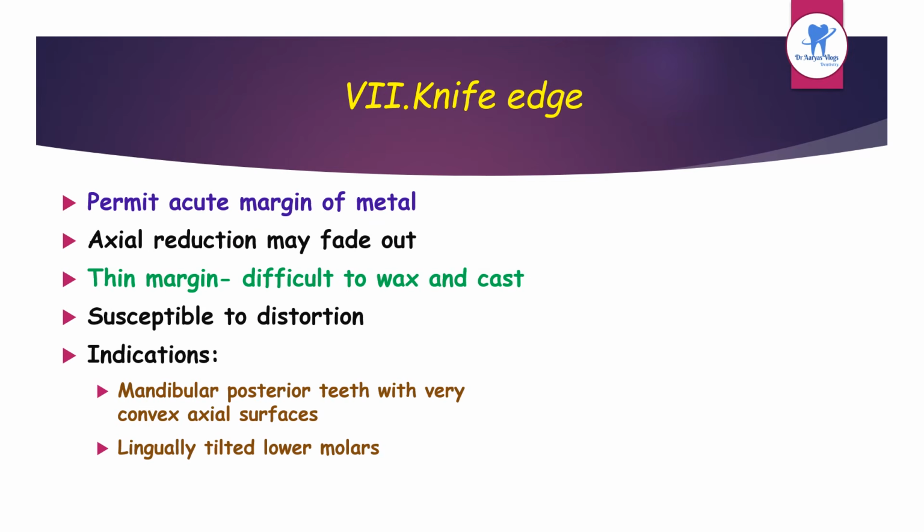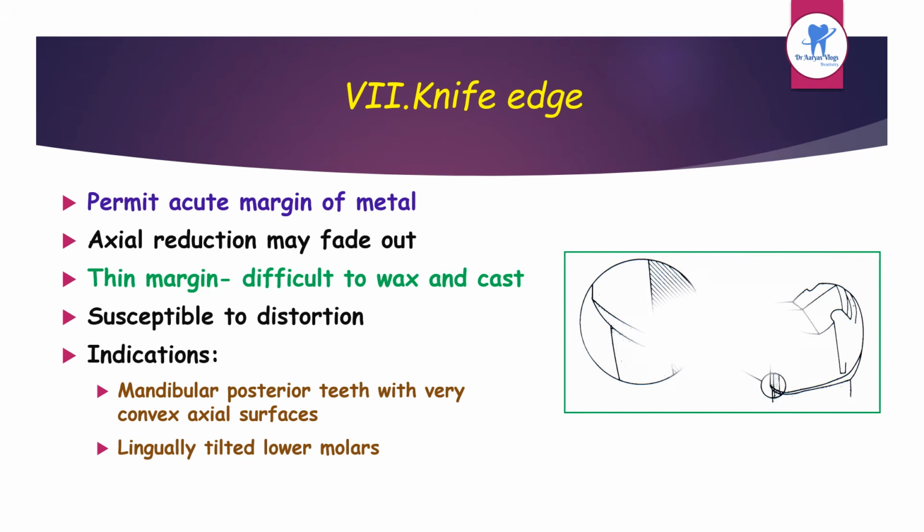And the knife edge permits an acute margin of metal, axis reduction may fade out, thin margin, and it is difficult to wax and cast, susceptible to distortion. The indications are mandibular posterior teeth with very convex axial surfaces, lingually tilted lower molars. Although conservative of tooth structure, feather edge or shoulderless crown preparation should be avoided because they do not provide adequate bulk of the margins.